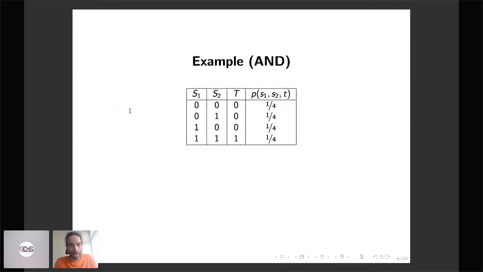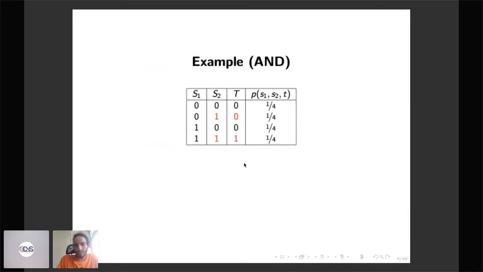So let me give a little example to illustrate the idea. Let's take the AND example. The sources are two binary bits, equally and uniformly distributed, and the target is just what comes out of the AND gate. If we look at the source S1 and we observe 0, then we will always observe that the target is 0. So having a 0 realization for S1 already gives us some information about the target. Whereas if S1 takes the value 1, then it's equally likely that the target will be 0 or 1, so we cannot predict the target.